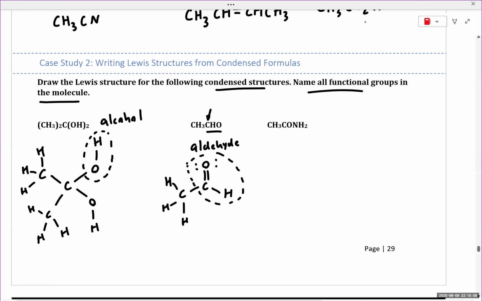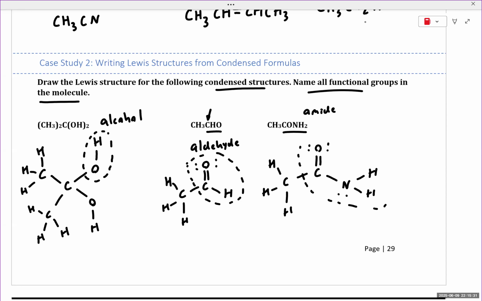Okay, let's look at this next case, CH3CONH2. This entire collection of atoms is a signpost that we have what's known as an amide. So we write out our CH3 group, and for an amide, we have a carbon-oxygen double bond, followed by connection to a nitrogen atom with two hydrogens attached. And this entire collection of atoms shown here is an amide.